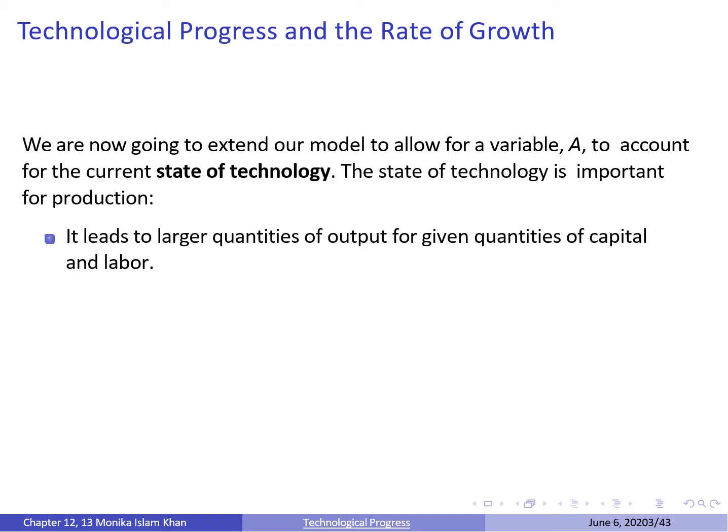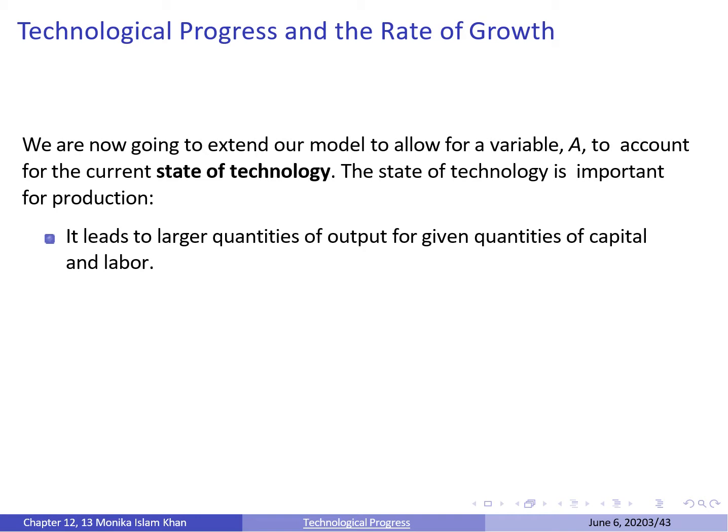Okay, so in the last lecture, we had a growth model, and in that growth model, we had a production function that consisted of capital and labor as its factors of production. But in this lecture, we're going to extend that model and allow for a variable A to account for the current state of technology.